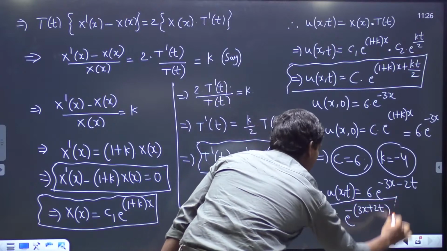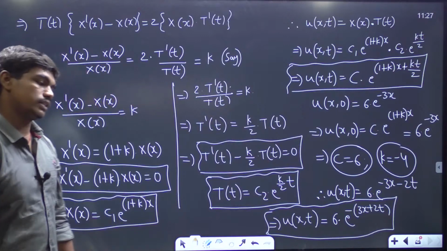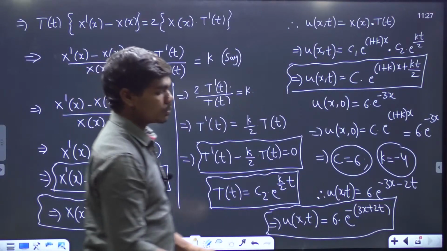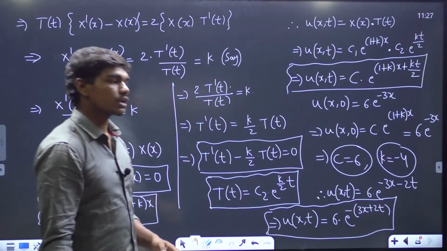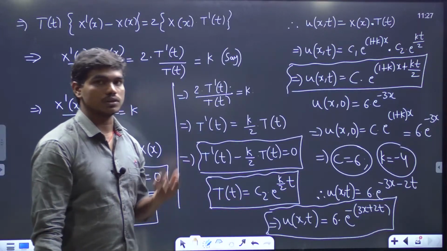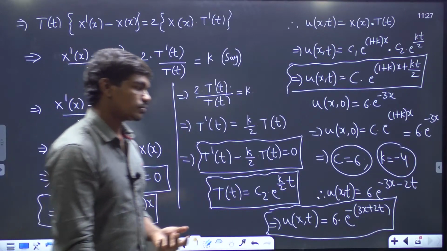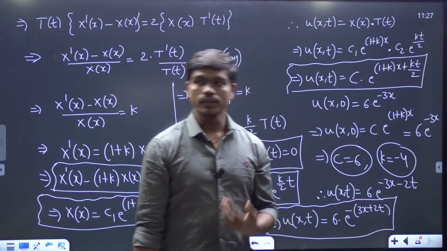Okay, so this is how we evaluate solutions in partial differential equations. Yeah, 6 into e power minus 3x into e power minus 2t. Correct, Monica? So this is how generally you'll be working out variable separable methods for solving partial differential equations which are of this form. Okay. Are you all okay with this?